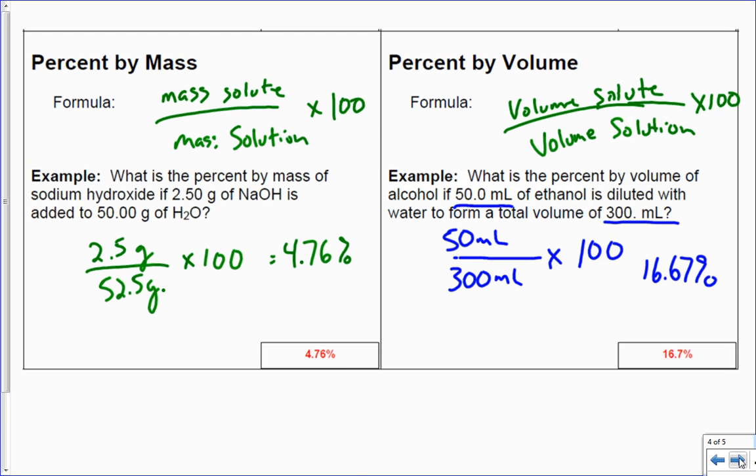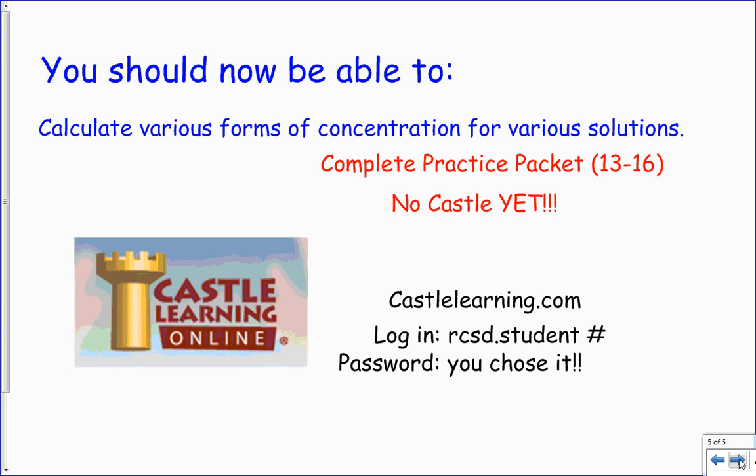That's it. Now we know how to calculate 4 different kinds of concentration. The first 2 are going to be the most important. We can do a little bit of practice in the practice packet, pages 13 through 16, to get some practice on that. But there's no CASEL yet.